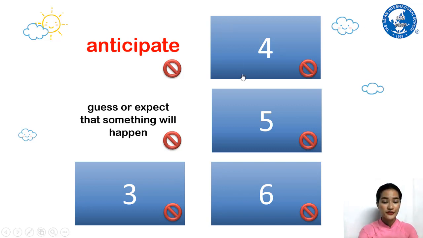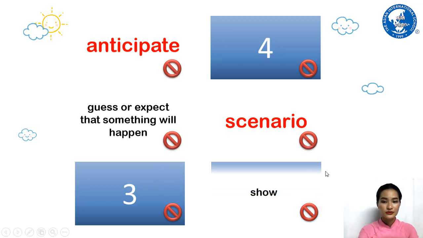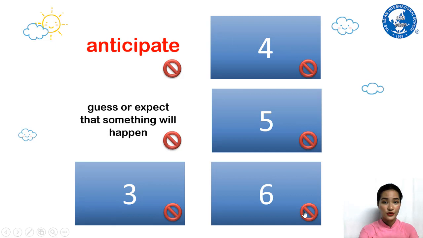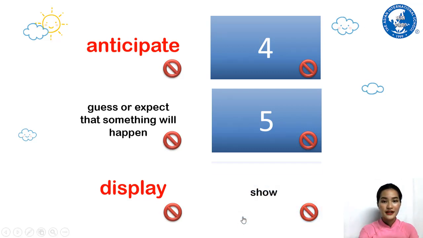Now, let's try with number 5. Scenario. Scenario. So, how about number 6? Show. Is it the same? I don't think so. Uh-oh. How about number 3? Let's try. Number 3 is display. And what do you choose? Is that number 6? Display is show. Very good, everyone.